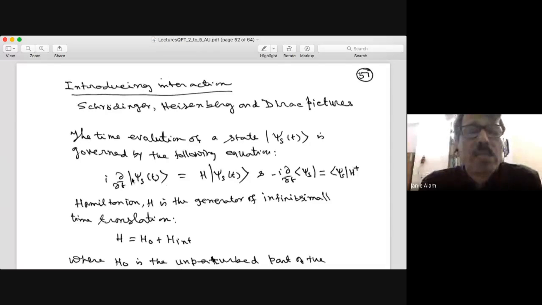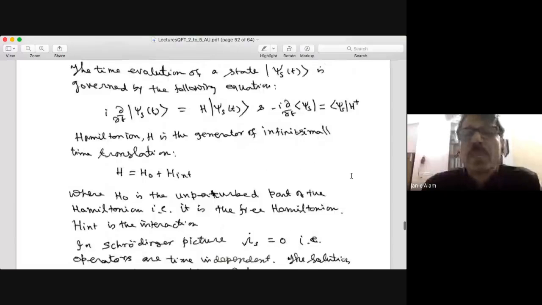You know that i d/dt acting on the state psi_S is the total Hamiltonian H acting on psi_S(t). Normally you see i h-bar d/dt, but h-bar is taken as 1 in our units. And if you take the bra vector, it will satisfy the equation minus i d/dt of the bra psi_S equals the bra psi_S times H dagger. But if H is a Hermitian operator, then H dagger equals H.